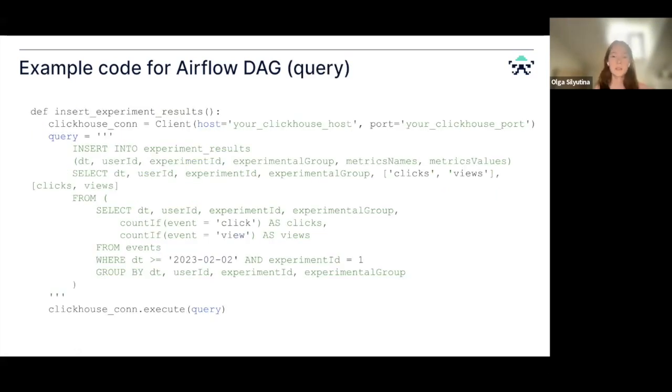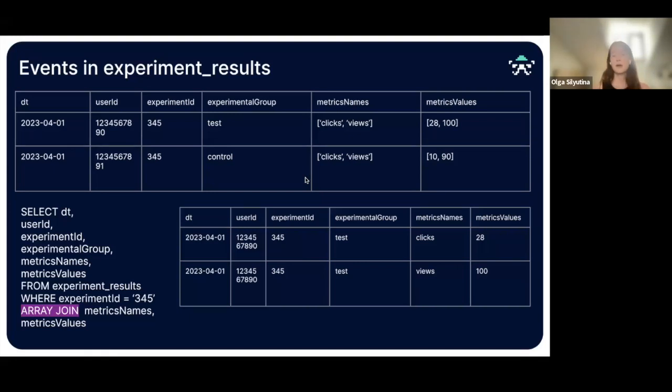This query will look like this. And if you, for example, have a different query, you can just change this code if you would like. And after the aggregation is done and Airflow inserted the data, you will have something like this table for your analysts. So you will have all those columns like date, user, experiment, and experimental group. And then you have arrays with metric names that you would like to see and metric values.